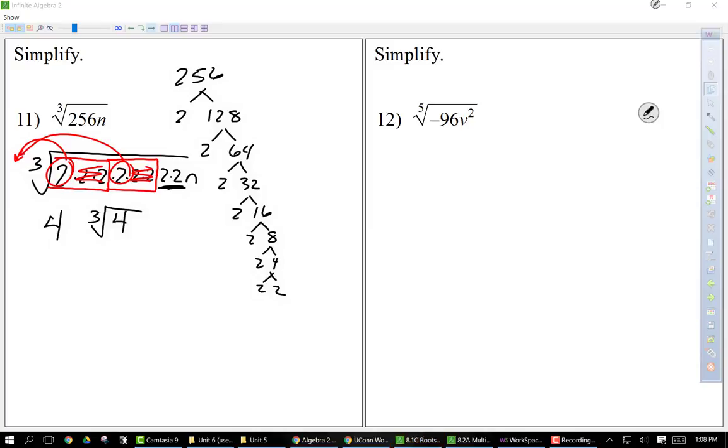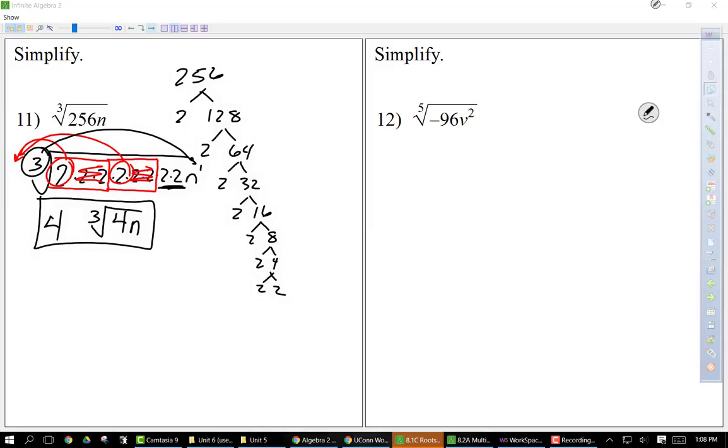Now, look at my variables. Can 3 go into this exponent there of 1 on the end? It can't, so that means no n's can pop out, so that means n has to stay inside. So this is my answer for number 11 there. Let's go to number 12.